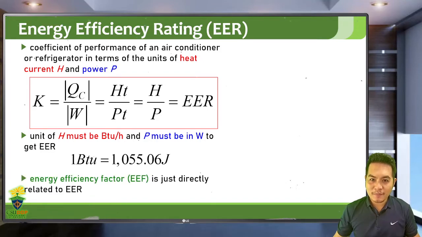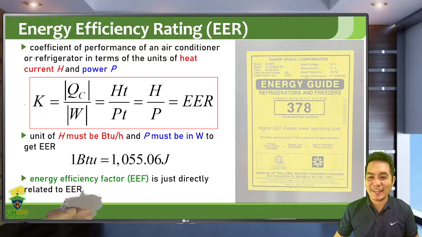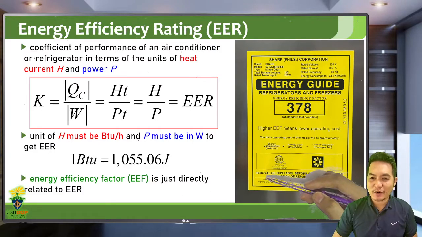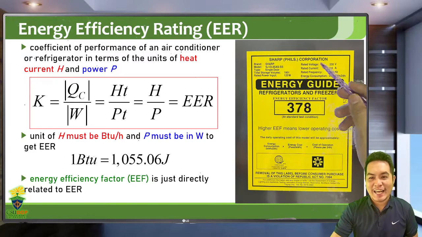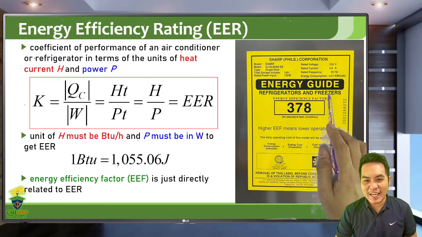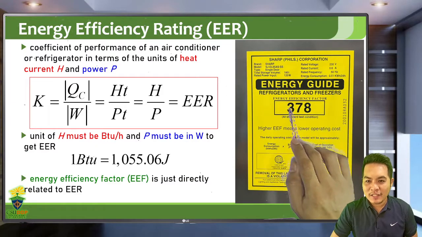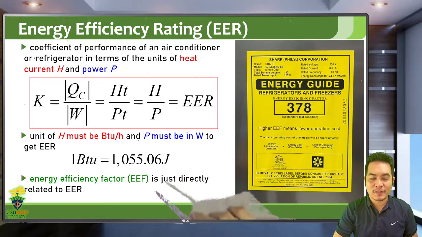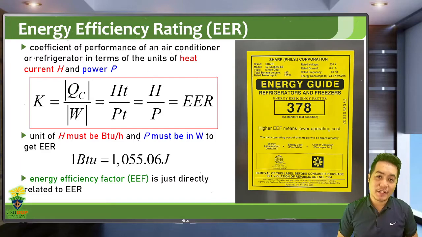So another term related directly to the energy efficiency rating is the energy efficiency factor. And this is usually what we see when we buy refrigerators or air conditioners. You will see this yellow tag where you have an energy guide term, and the number stated there is what we call the energy efficiency factor. So it's just directly related to the energy efficiency rating.